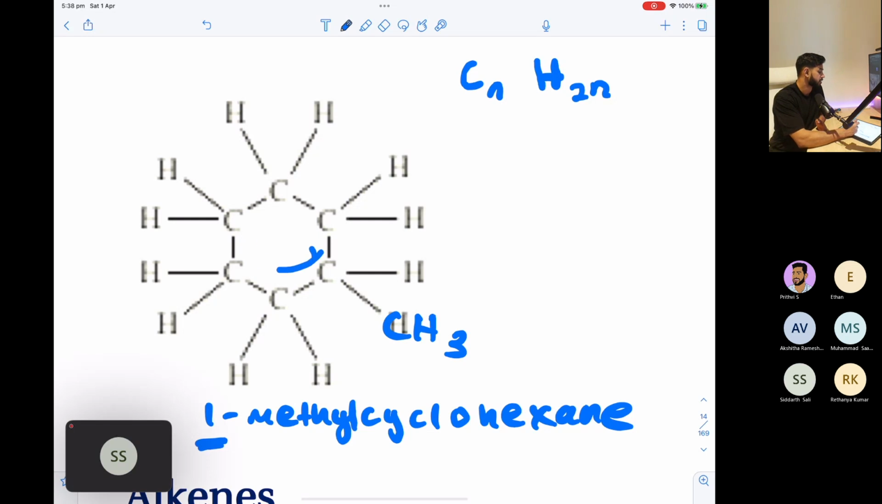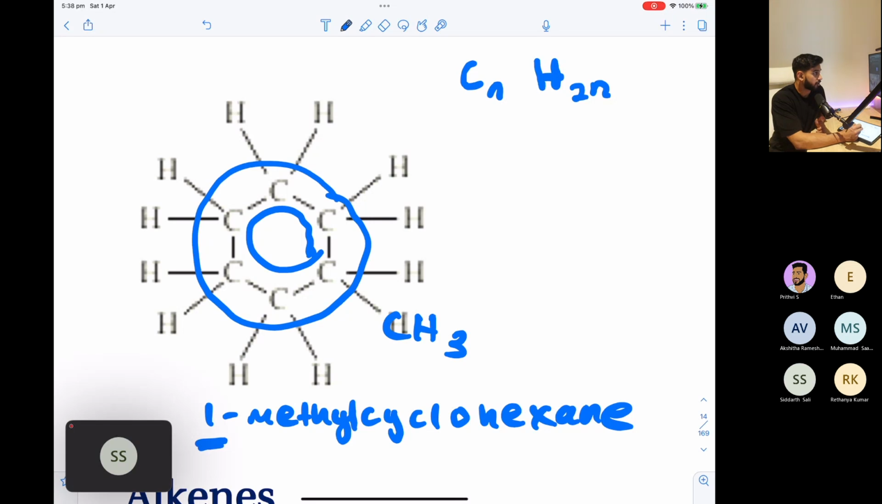So what I do again is I apply the longest main chain, which is just this. And I go, well, do I go left to right, or right to left? Well, there's no left to right, right to left anymore. It's a cycle, right? There's no start or finish point. What we can do instead is make this our start point solely to give this methyl group the lowest number.